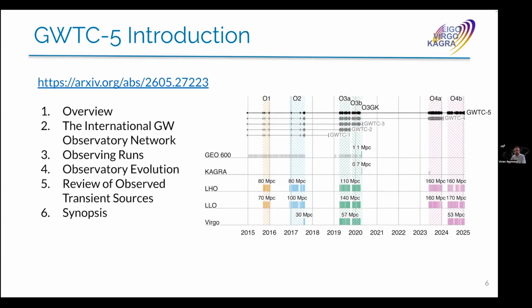But as a cumulative catalog, it does talk through all of the previous catalogs that used events from the previous observing runs that you can see on this plot. It goes through a bit of an overview of the field, of the international gravitational wave observatory networks, some of the observing runs and the differences between them. This is where you will find a description of the observatory evolutions and references to the relevant papers that explain which hardware improvements have been made on the different observatories.